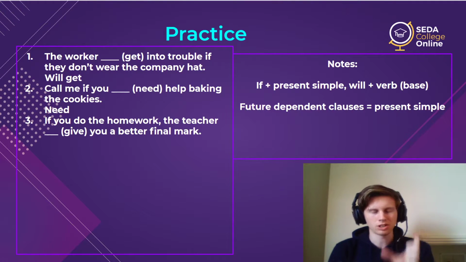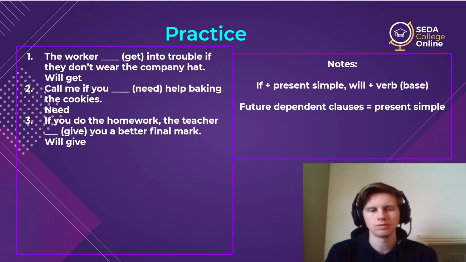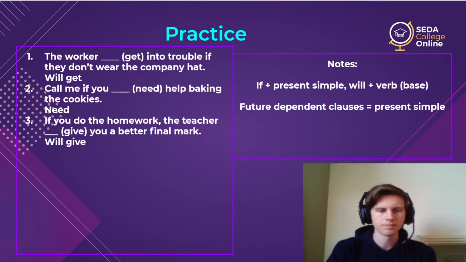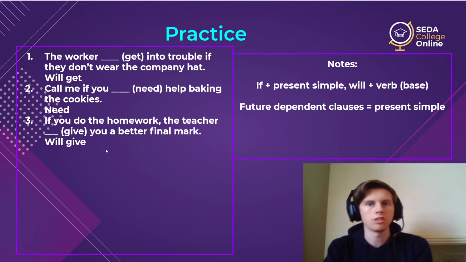Try to find your independent, dependent clause, identify them, and then try to find the right verb. So for give, it is will give. If you do the homework, the teacher will give you a better final mark. Well, why? That's because we have our dependent clause first. If you do the homework, present simple, so that's done. So we know that we have present simple in one, which means the other part, the teacher will give you a better final mark. We must have will give in the other part of the sentence.